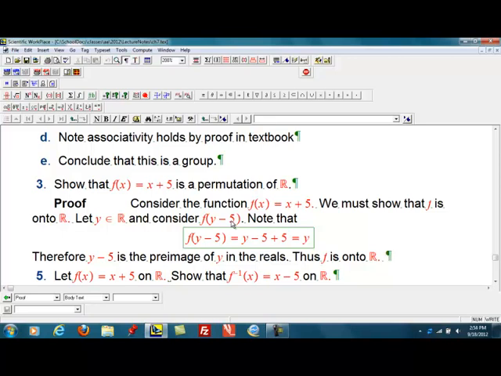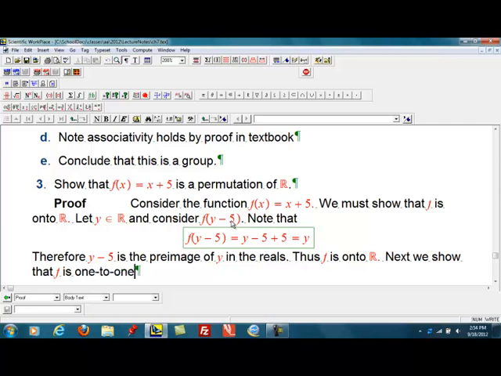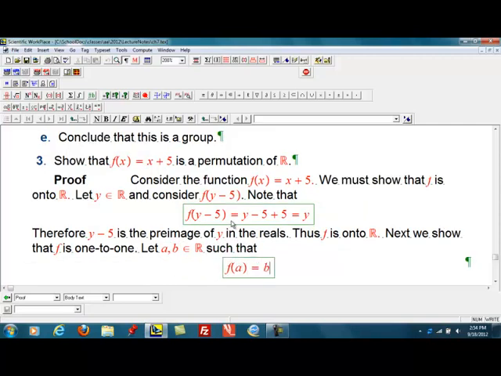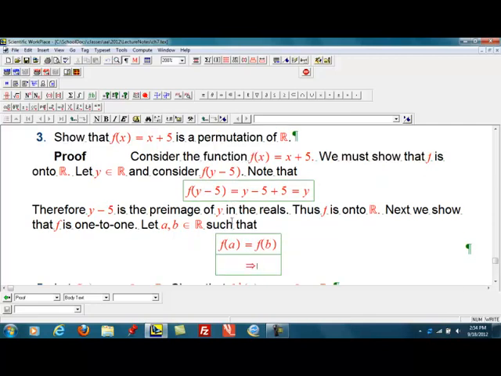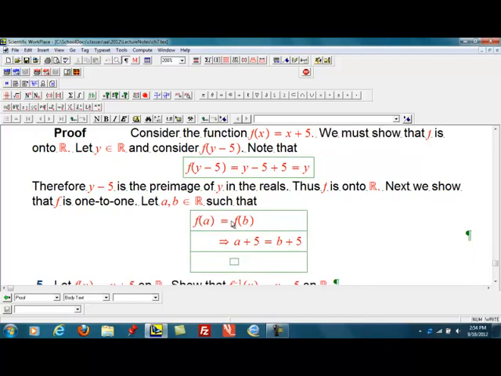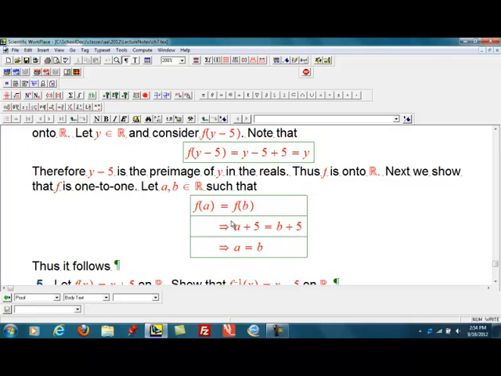How do we show that it's one-to-one? What's our definition of one-to-one? Yeah, each x value goes to only one y value. So when you're proving one-to-one, you're going to let two x values, we'll call them a and b. Let a and b be in the reals such that we assume f of a equals f of b. Well, what is f of a equal to? A plus 5. And what's f of b equal to? B plus 5. If you solve that, what does that tell you? A equals b. So you assumed that you have two values going to the same y, to show that they have to be the same x. Thus, it follows that f is one-to-one.